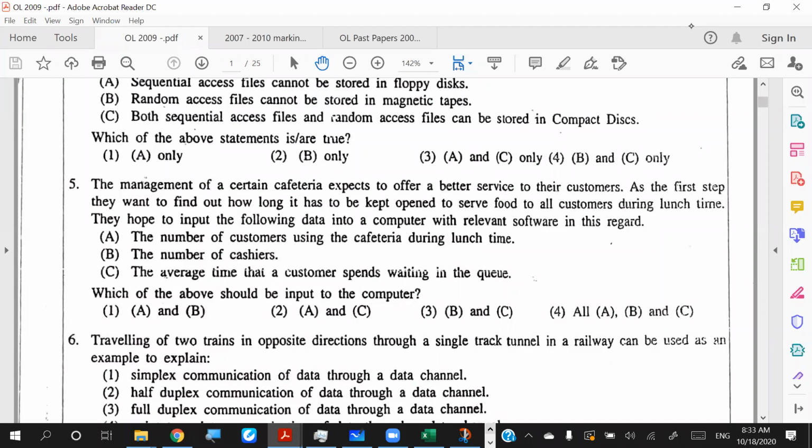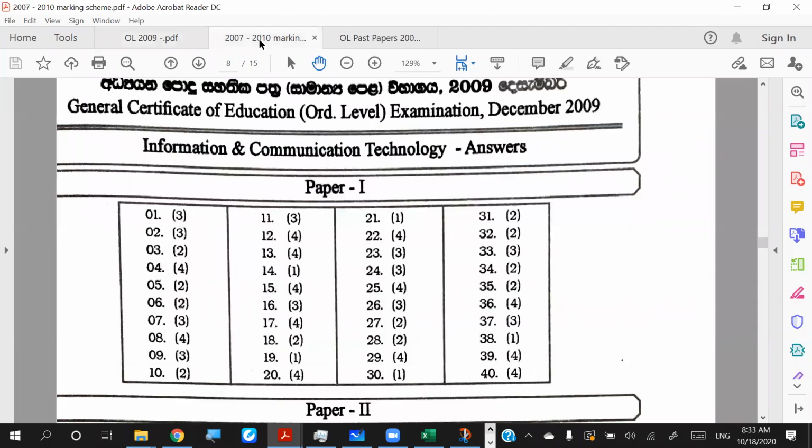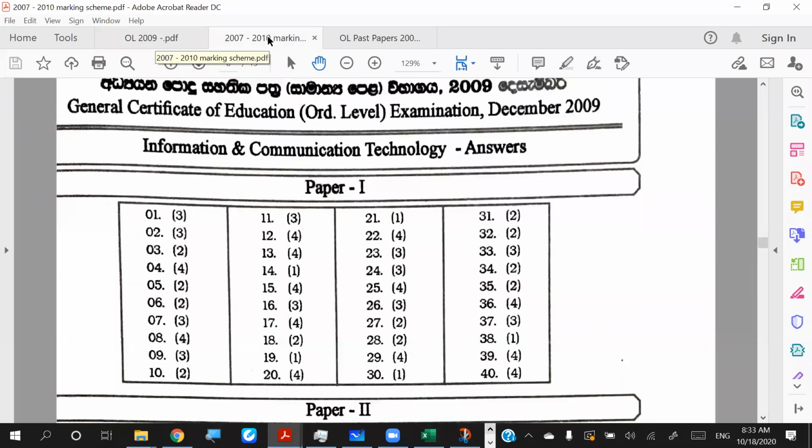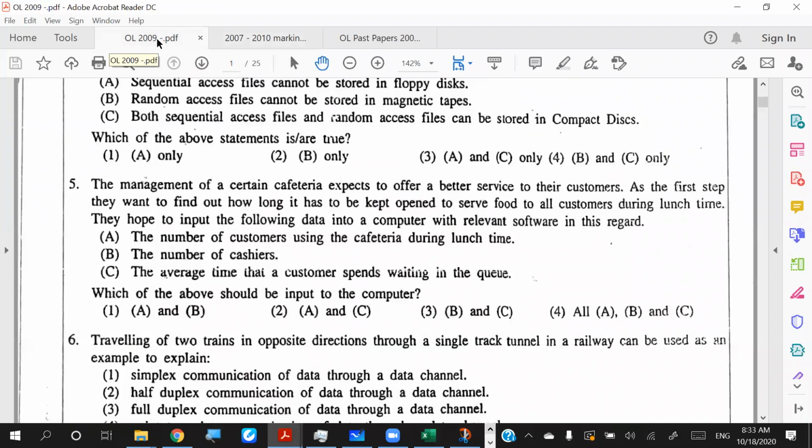But in my marking, it is not the fourth one. For the fifth, they have given the second one, A and C only, but it should be the fourth one, right? So if you got the fourth one as your answer, you mark it as a correct one because it's very logical, right? So for the fifth answer, it should be the fourth one.